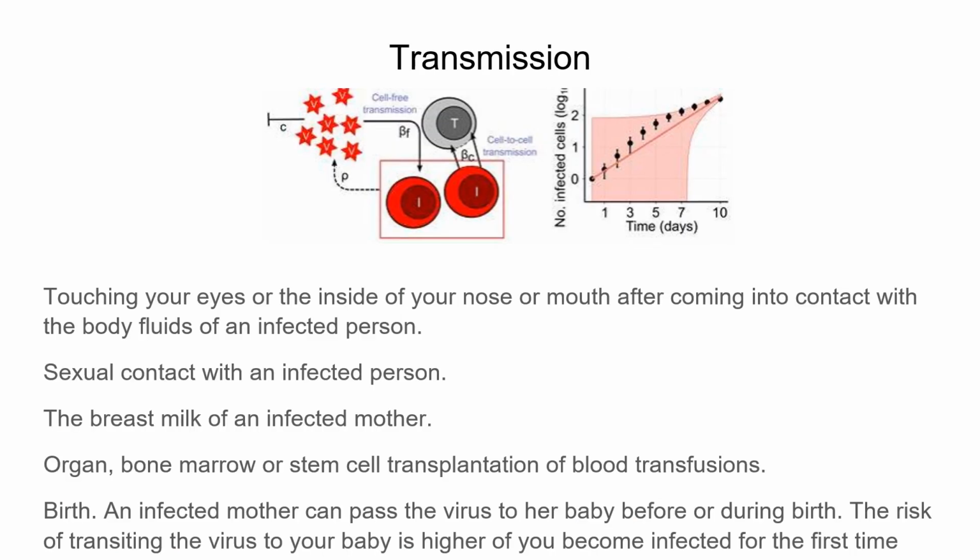The CMV infection can be transmitted in many ways. A few of these ways include touching your eyes or inside of your nose or mouth after coming into contact with the body fluids of an infected person, sexual contact with an infected person, the breast milk of an infected mother, organ, bone marrow, or stem cell transplantation, blood transfusions, or at birth. At birth, an infected mother can pass the virus to her baby before or during. The risk of transmitting this virus to your baby is higher during your first pregnancy.